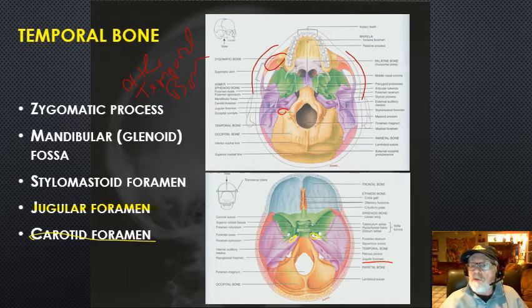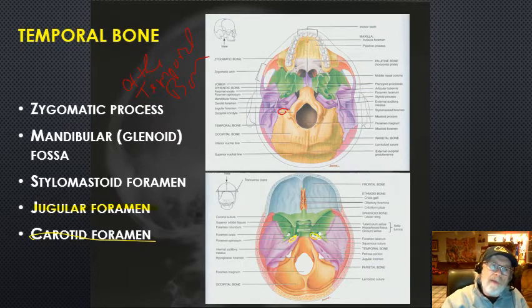And guess what goes through the carotid foramen? Obviously, the internal carotid artery. We'll talk a lot more about the internal carotid artery when we get to the vascular portion. Okay, so those are just a few things that you should know about looking at the skull from the inferior portion. I definitely know the zygomatic process. Okay, the zygomatic process right here.